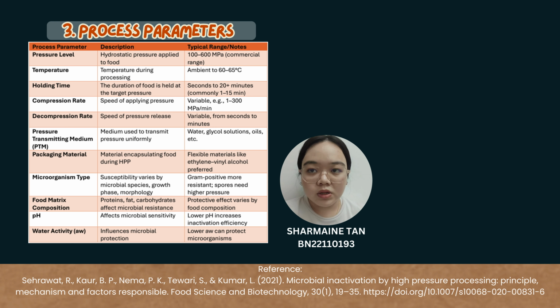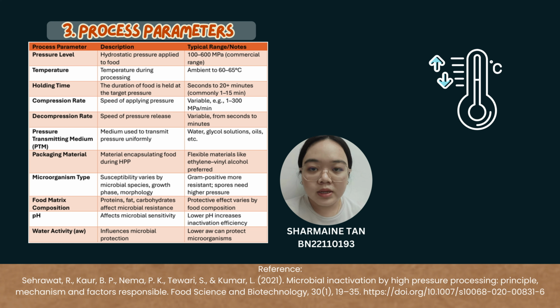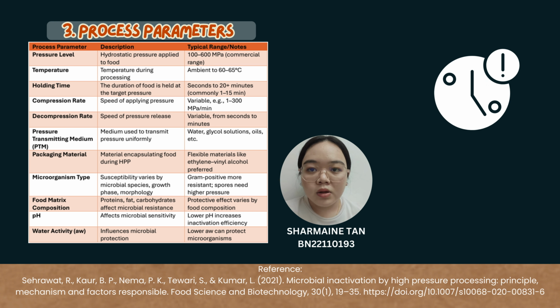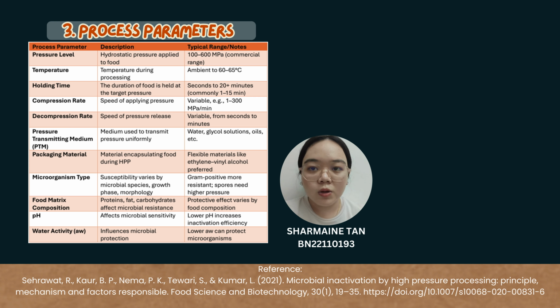Next is temperature. Although HPP is considered a non-thermal process, some heat is generated during the compression. The processing temperature usually ranges from ambient to about 60 to 65 degrees Celsius, depending on the product. Holding time refers to how long the product is kept at the target pressure. This can be from just a few seconds up to more than 20 minutes, but commonly 1 to 15 minutes is used in industry.